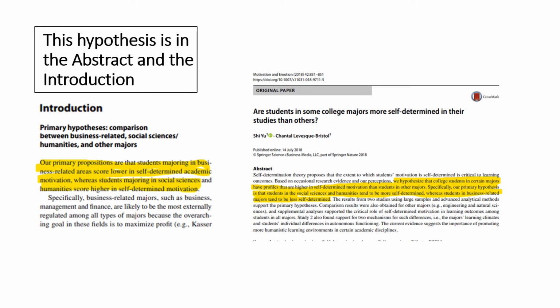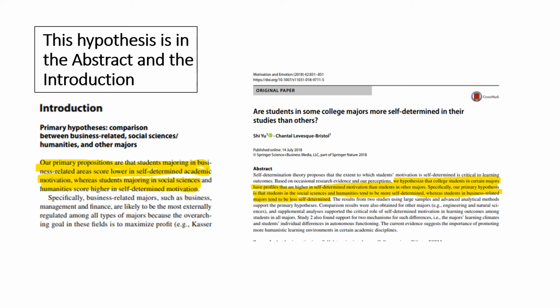Here's another article published in the journal Motivation and Emotion. The authors have placed the hypothesis in the abstract and also in the introduction. Be aware that not all authors use the word hypothesis. Sometimes they use words like predict and other if-then statements. Also be aware that a study may have multiple claims or hypotheses.